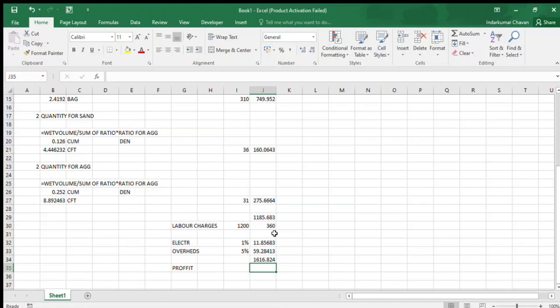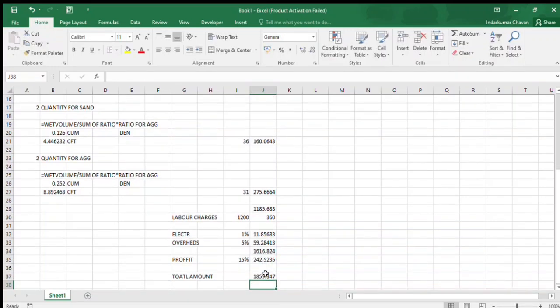Okay, then what will be the contractor profit? It is 15% or 10%, depends on you. Okay, this multiplied by this one, and I got the total amount that will be plus the sum of these two things, right? Press enter. So 1859 rupees required for the 0.3 cubic meter concrete.